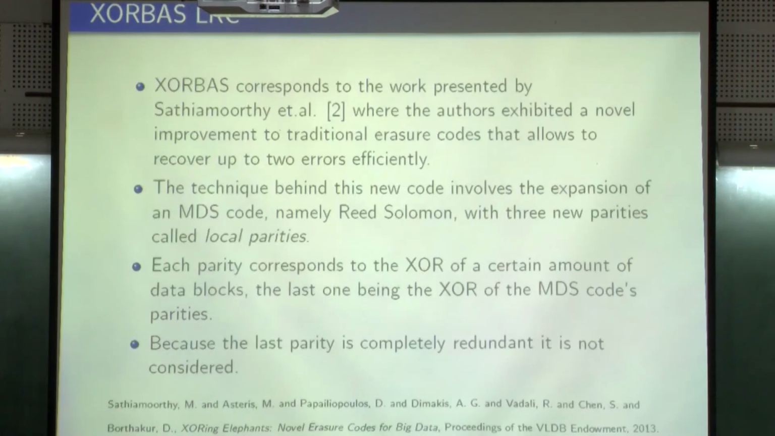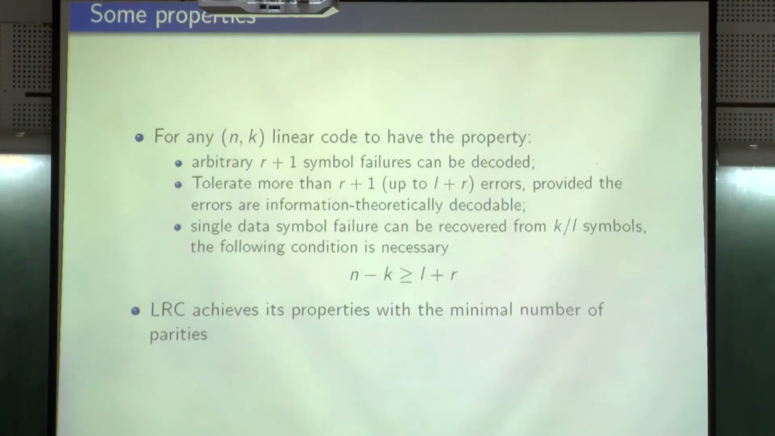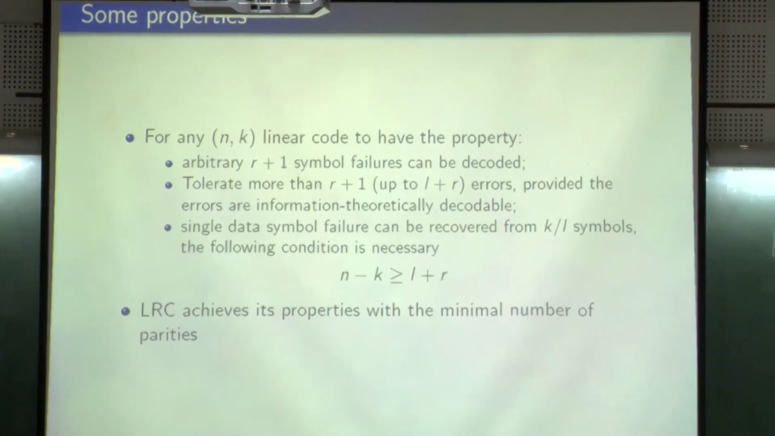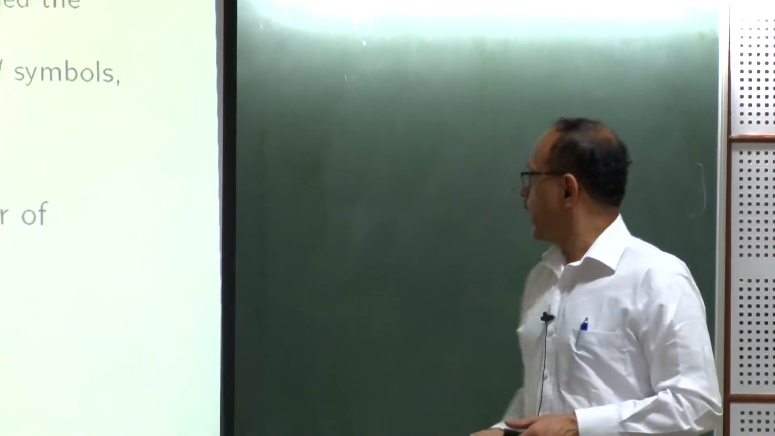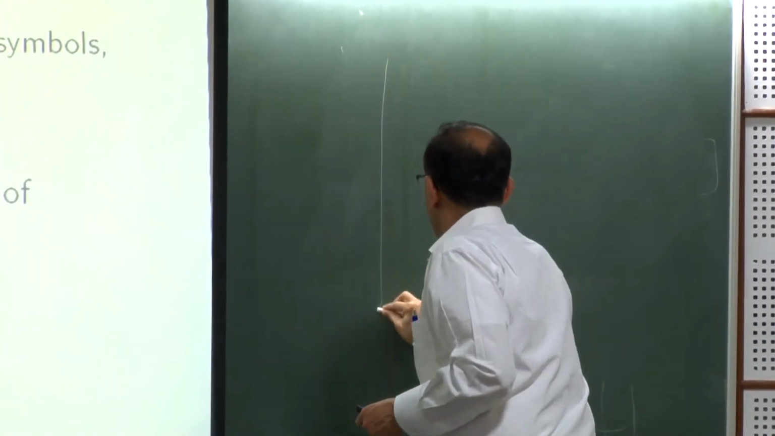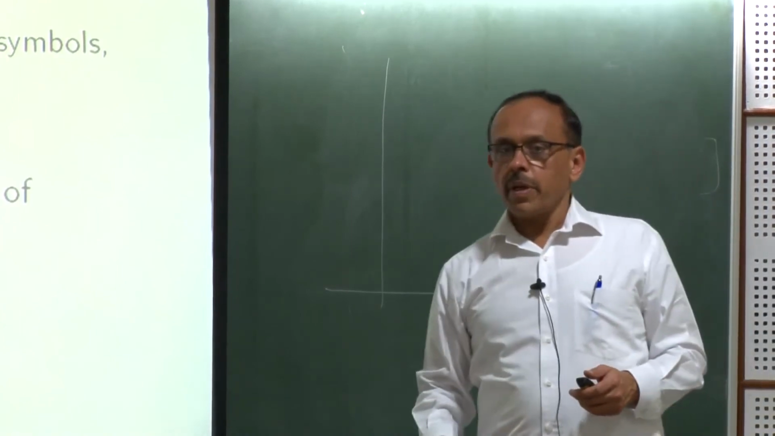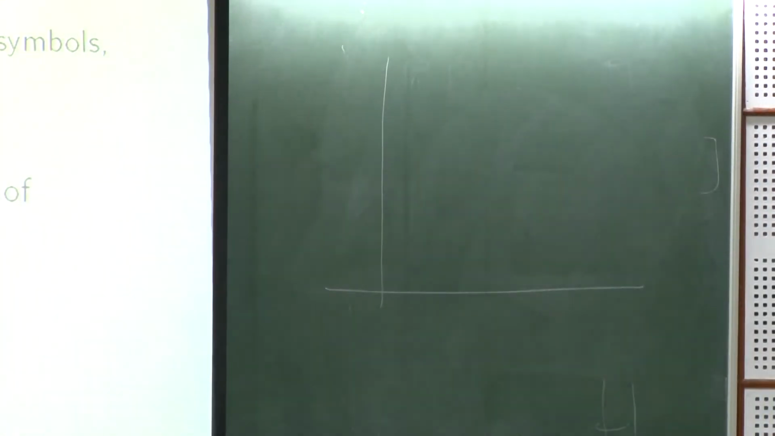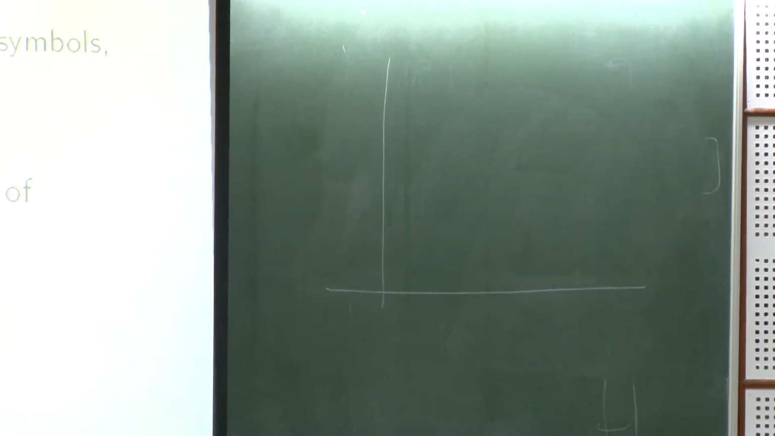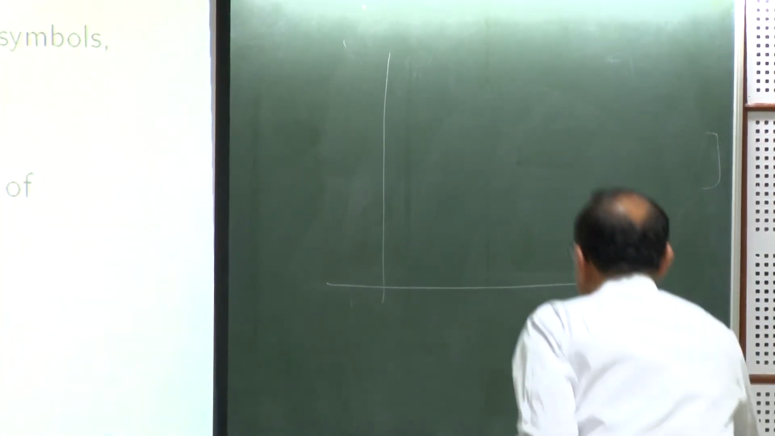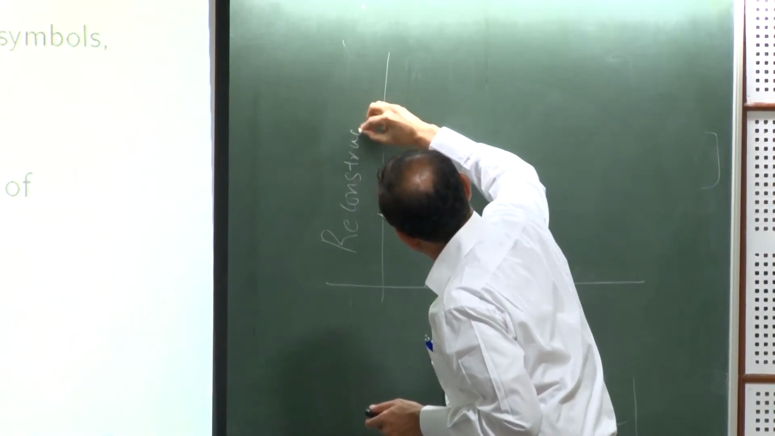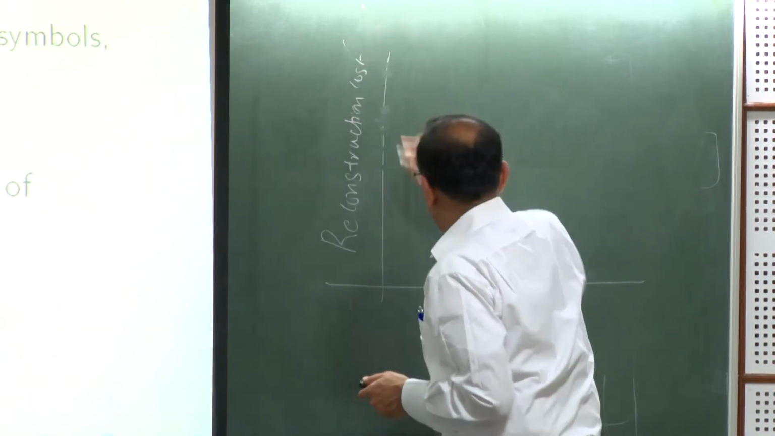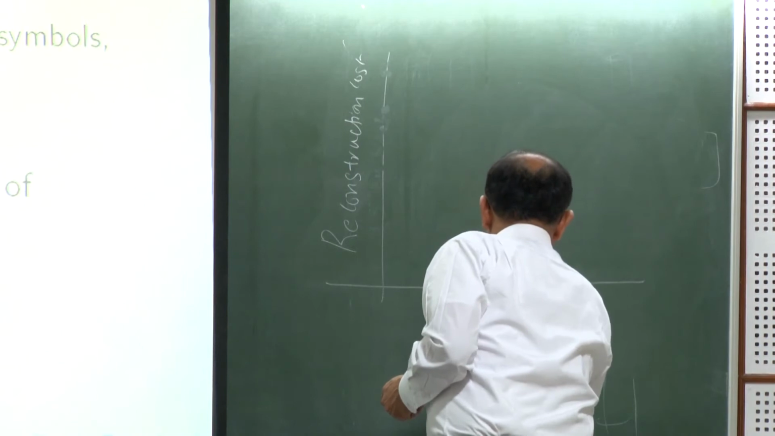A little bit of discussion on this code: how, for example, this achieves better performance than RS code. Looking at the graph here, you can consider the storage overhead and the reconstruction cost. So what's the reconstruction cost in our case here? Say this is reconstruction cost and the storage overhead.